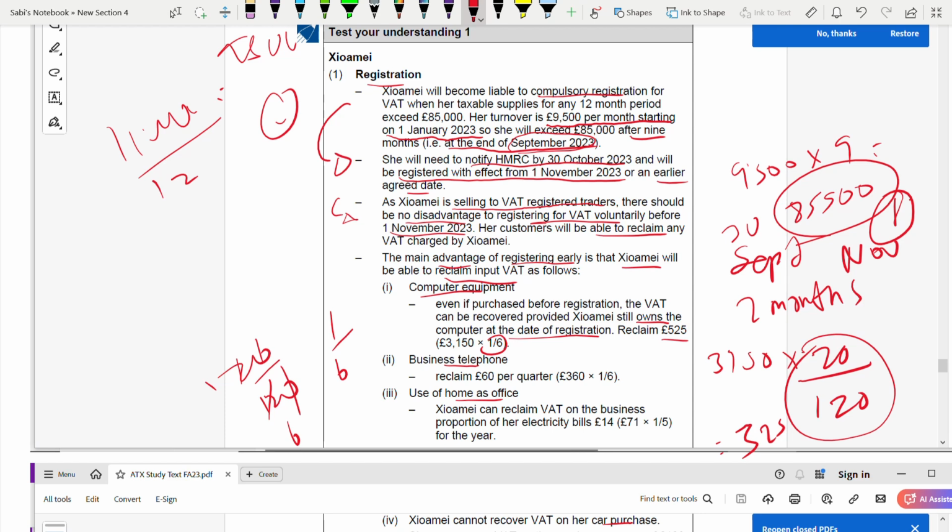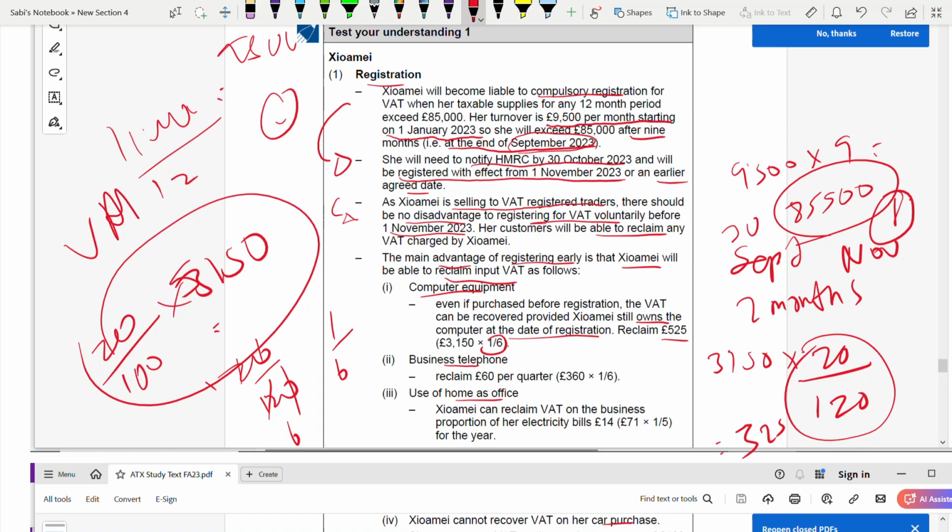Don't do this. Many students do this. They take 20% of 3,150. Remember, this you can only do if it was VAT exclusive, if VAT was not there. If it's VAT inclusive, you have to take it out. Mostly they will give you VAT inclusive only. So they can now reclaim 525.